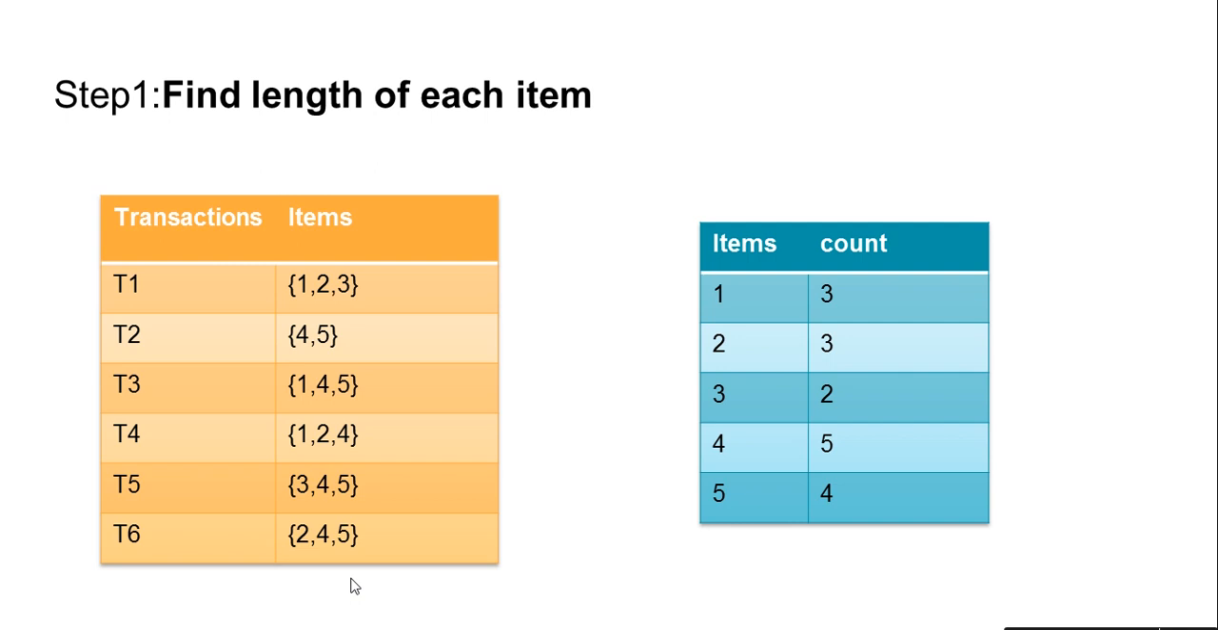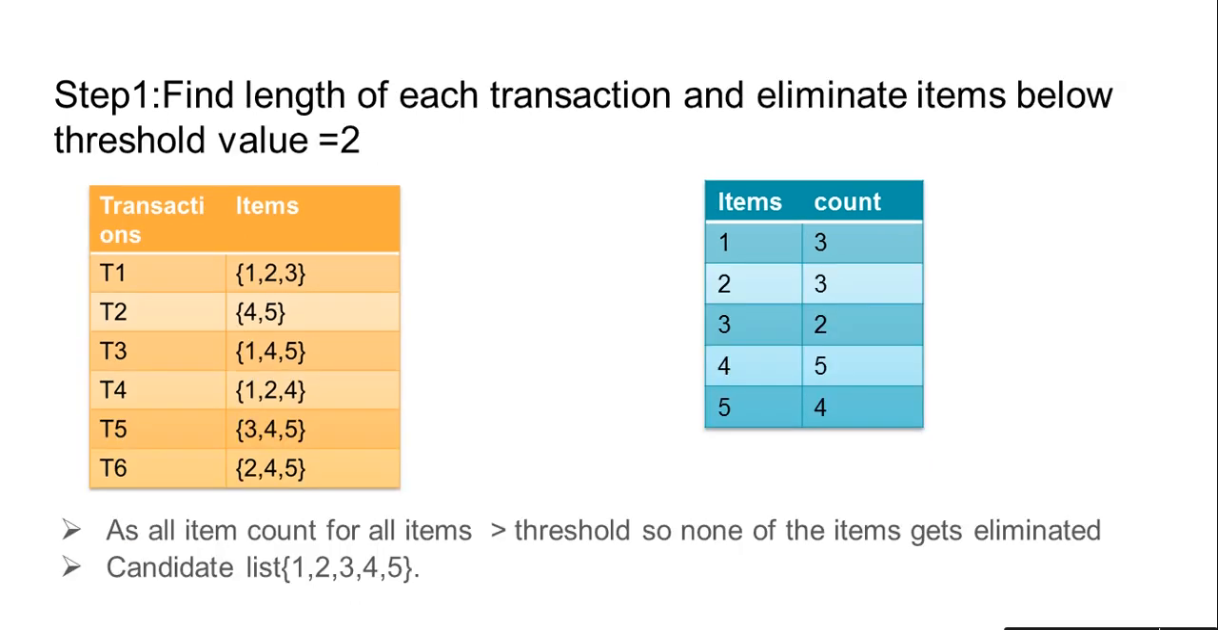Now we have to find out of these items, which item has satisfied our threshold. As we know, the threshold over here is 2. So we'll try to find out if there is any item which has been brought below 2. As none of the items has been brought less than 2 times, all the items satisfy the condition. So the candidate list for step 1 consists of all the items, that is 1, 2, 3, 4 and 5. That is what we have written over here.